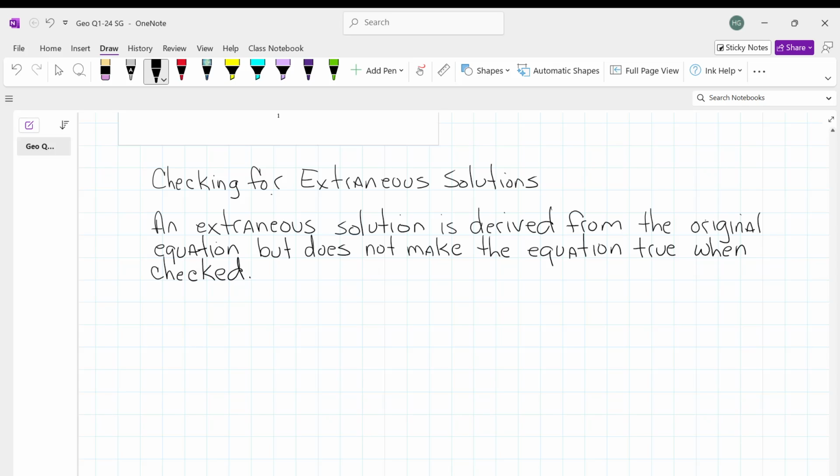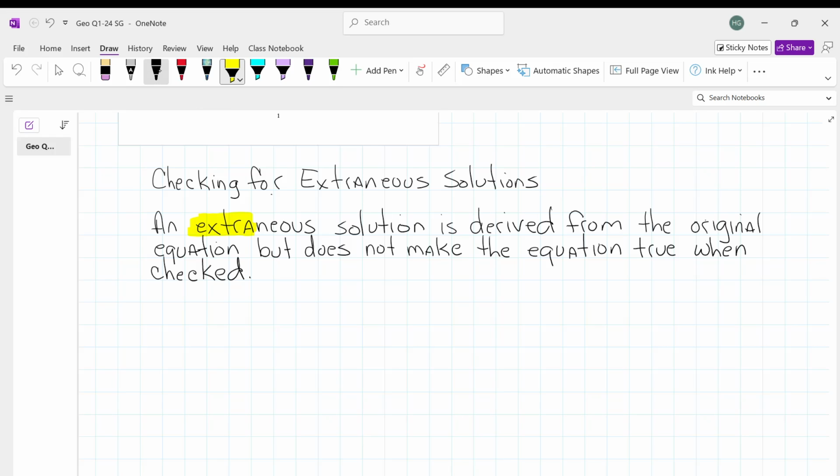All right, in algebra 1, algebra 2, college algebra, you're always told to check your answers. Check your answer, check your answer, check your answer. Well, an extraneous solution is what I call an extra solution. It's a solution that you're going to get mathematically, but when you substitute it back into the original equation, it doesn't work. It doesn't make the equation true. It's called an extraneous solution.